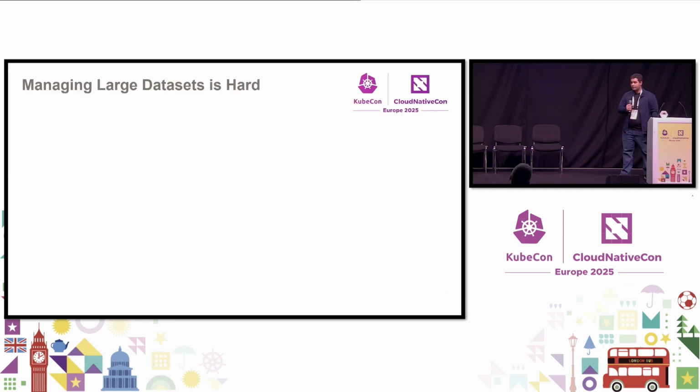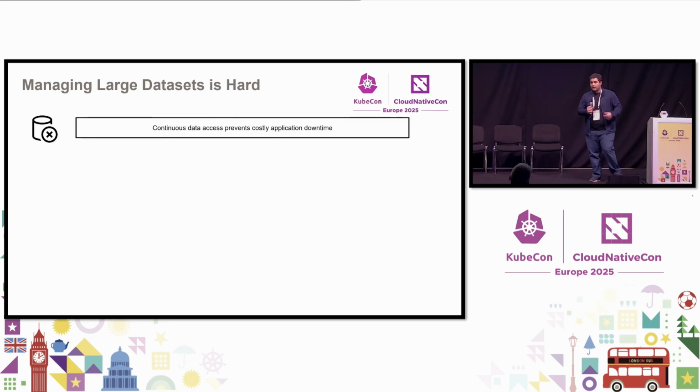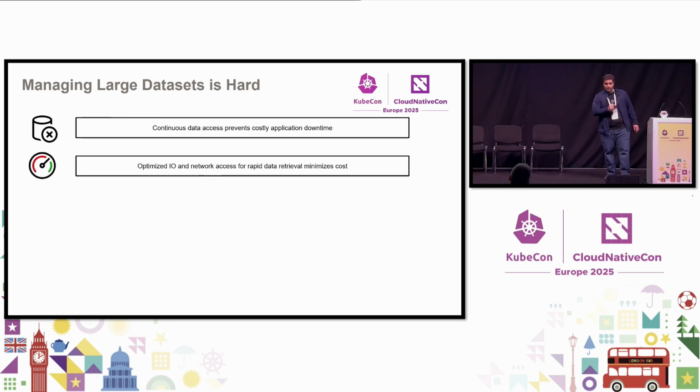The first of which is we need to be able to have data that can be accessible all the time. So if we don't have continuous data access, we're going to end up paying a lot of money for GPUs that are not in use. We're going to be unable to actually load all the data when we need it, as we need it. We also need to make sure that when we do access the data, it's actually fast to access.